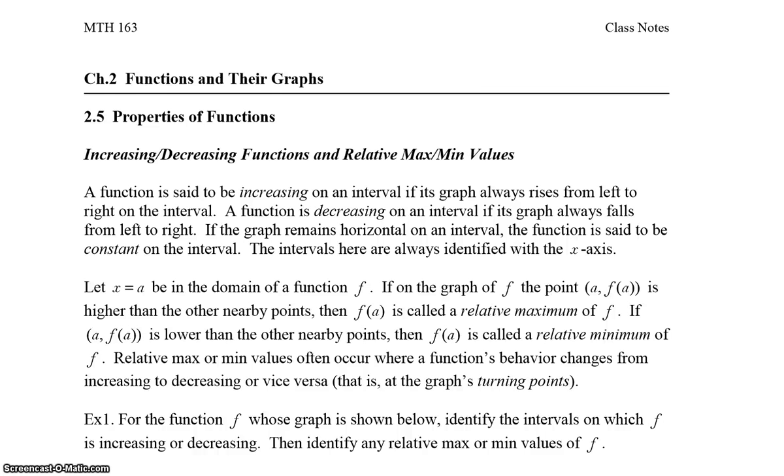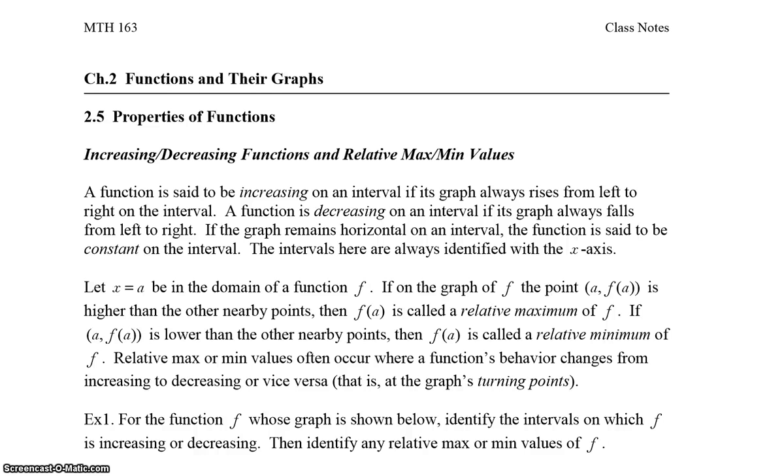First of all, for increasing and decreasing functions. A function is said to be increasing on an interval if its graph always rises from left to right on the interval. A function is decreasing on an interval if its graph always falls from left to right. If the graph remains horizontal on an interval, the function is said to be constant on the interval. The intervals here are always identified with the x-axis. The other thing to note from these definitions is that we're always reading the graph from left to right and determining whether it's rising or falling.